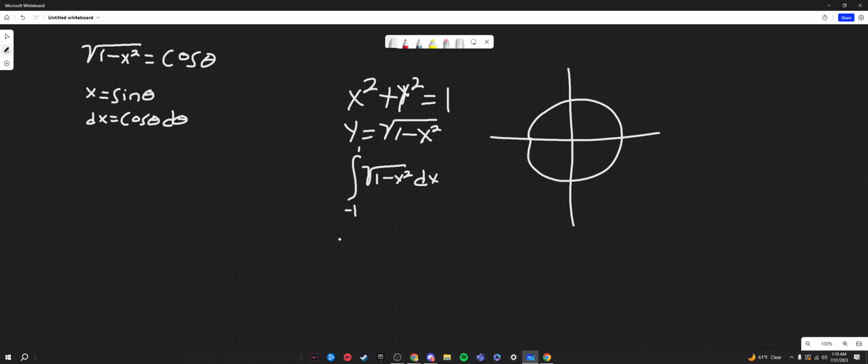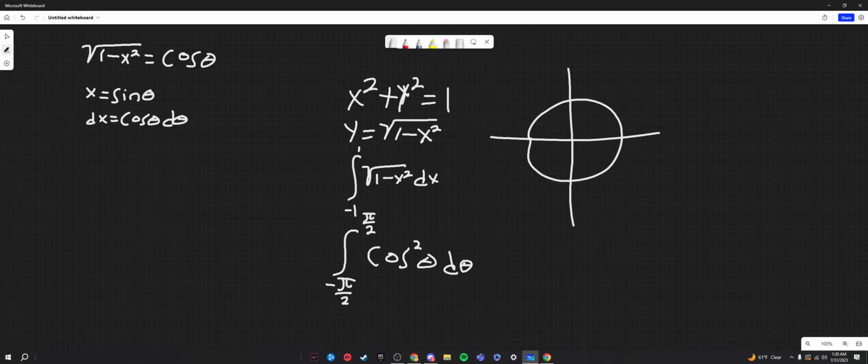This is all fine and dandy. We have to change our bounds though, so we're going to substitute in -1 and 1 for x here. That means sine of theta is going to be negative pi over 2 and pi over 2. So we're going to have our new integral from negative pi over 2 to pi over 2. And since dx is cosine theta d theta, we have two cosines multiplying, so it's going to be cosine squared theta and then d theta.